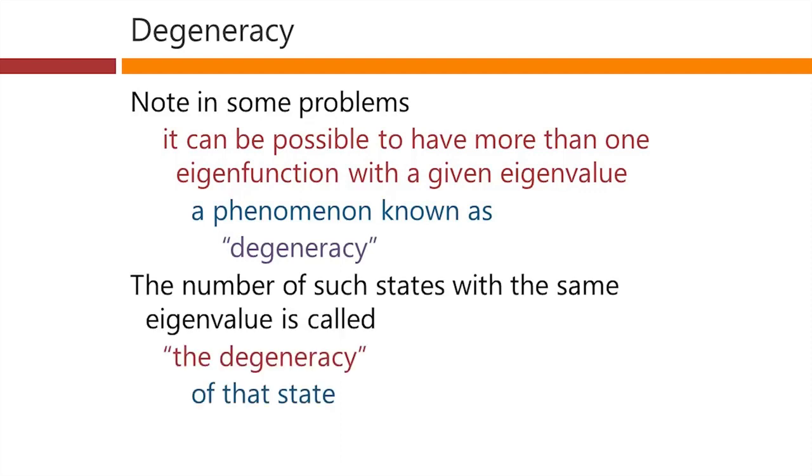The number of such states with the same eigenvalue is called the degeneracy of that state. So if there were 3 states all corresponding to the same eigenvalue, the degeneracy of that state would be 3. We'll come to this concept soon enough, as I said, although we have not yet encountered it in this particular problem.